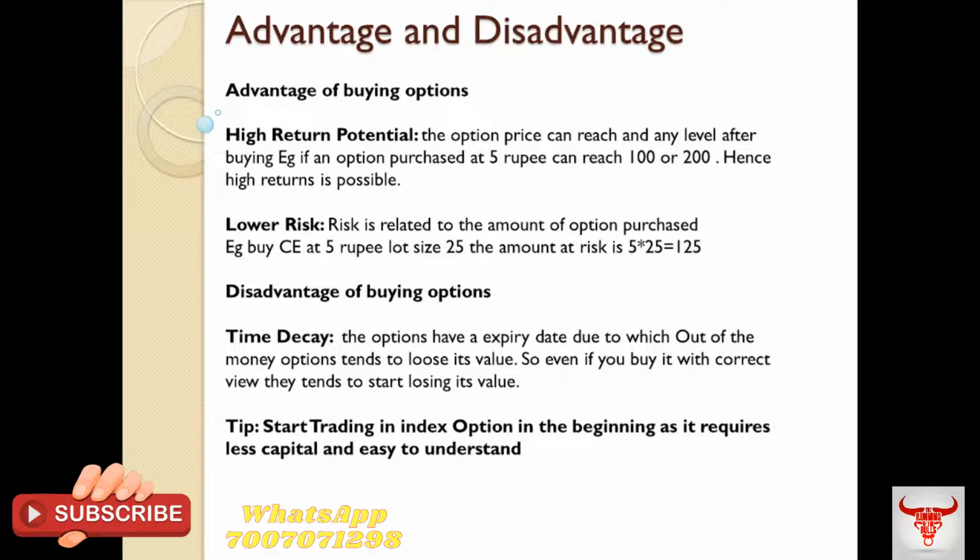Time decay. The main disadvantage is the time decay. The option has an expiry date, due to which an out of the money call option or even an in the money call option tends to lose its value. For example, if you have purchased it at 5 rupees, and you have a bullish view and have purchased an out of the money call option or put option, and your view is correct, it will still not give you a good return because of the time decay.